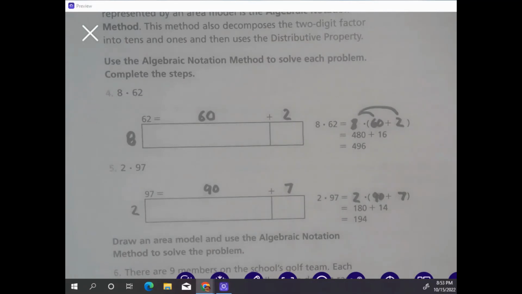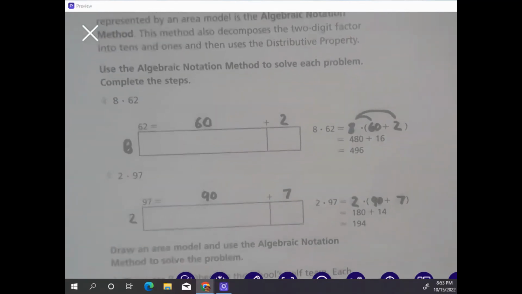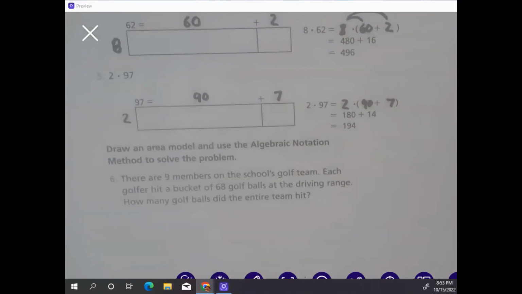This next part, I'm going to set it up for you so we can look at the last problem on this page. And it says there are 9 members of a school's golf team. Each golfer hit a bucket of 68 golf balls at the driving range. How many golf balls did the entire team hit? It's a multiplication problem because it's about groups. I have 9 members, and each of those members, each golfer, hit 68 golf balls. So it's 68 9 times, okay? Or 9 members hit 68 golf balls. Each of them hit 68.